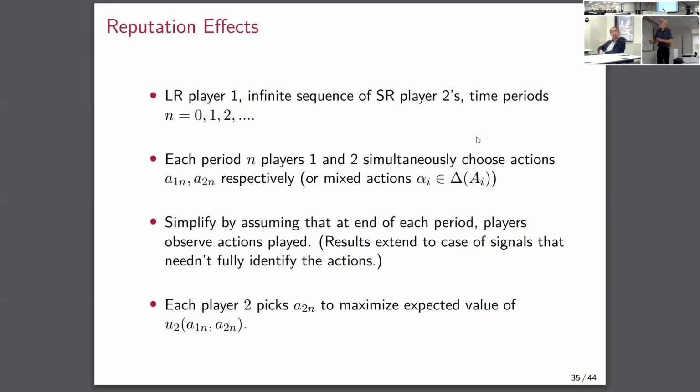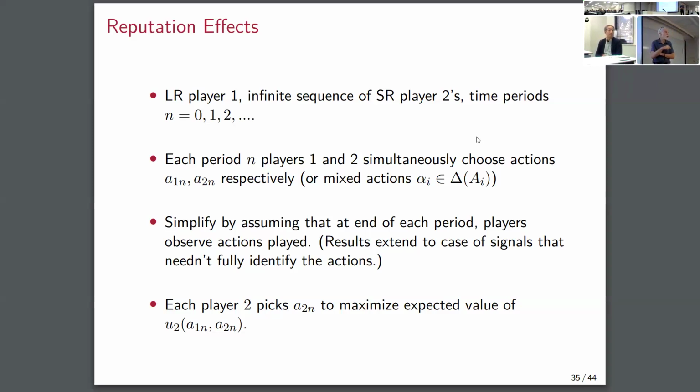Yeah. So let me tell you how this is used in the reputation literature. Suppose there's a long-run player one who is facing an infinite sequence of short-run player twos, each of whom he plays only once. Each period, we simultaneously choose actions. The pure actions are A1 and A2, and the mixed actions are alpha 1 and alpha 2. The theorem is much more general than this, but I'm going to simplify by assuming that each period, players observe the actions that are played, as opposed to getting some signal of the actions.